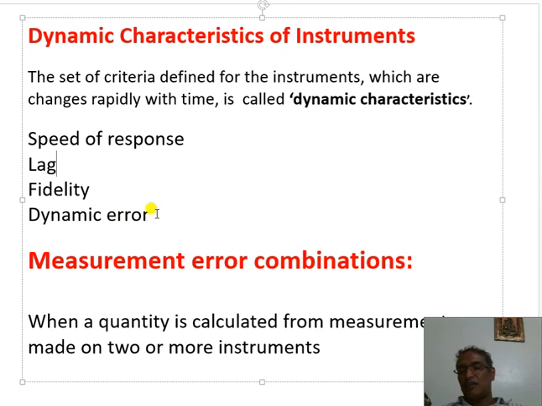Next, dynamic error. These are the errors caused due to certain changes in the device, instrumental errors, and human errors. The combination of human as well as instrument errors is called dynamic error. The combination of measurement errors, when a quantity is calculated from measurements made on two or more instruments, is known as dynamic error.